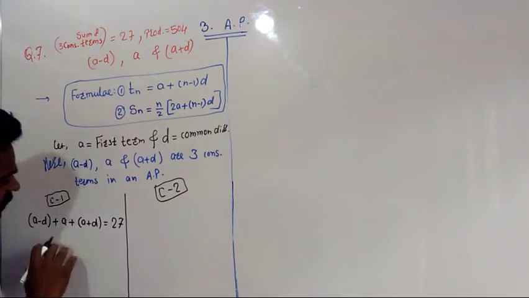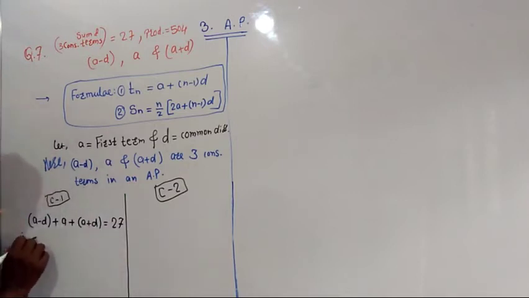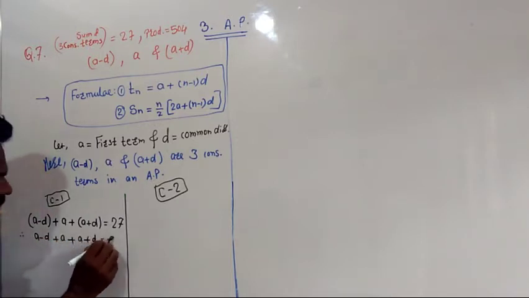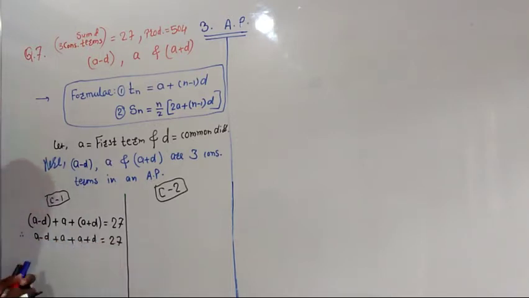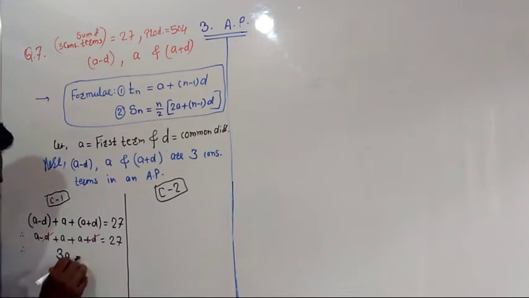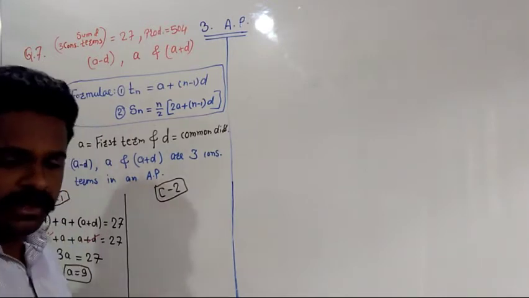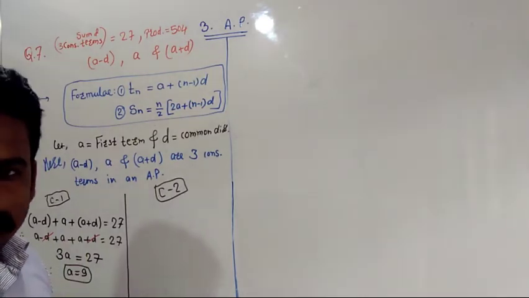No problem. Once we remove all these brackets, a minus d plus a plus d is equal to 27. Here you can easily notice that d cancels out. So a plus a plus a, 3a, is equal to 27. Therefore a is equal to 9 only. Fine, no problem. Now with the help of this value a is equal to 9, we can find the other value, that means d.